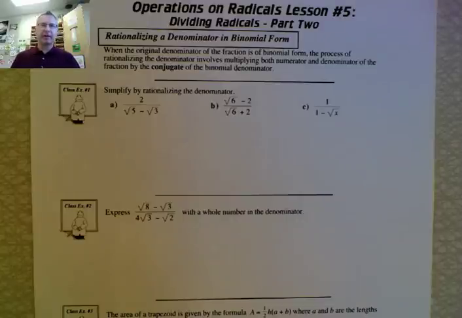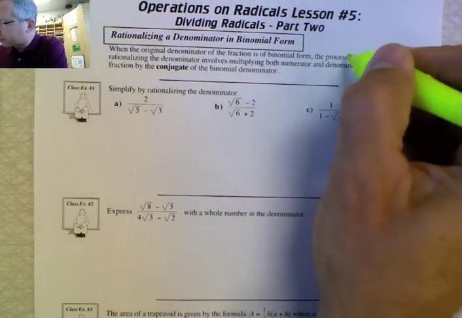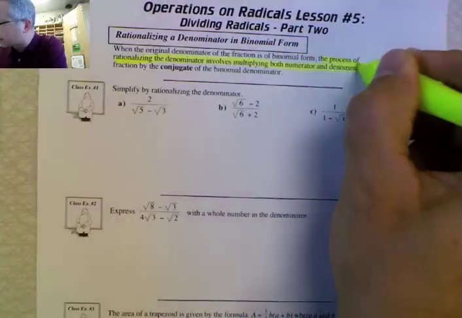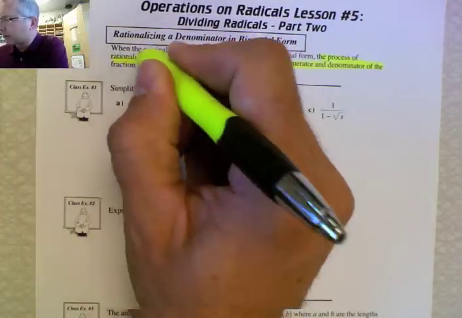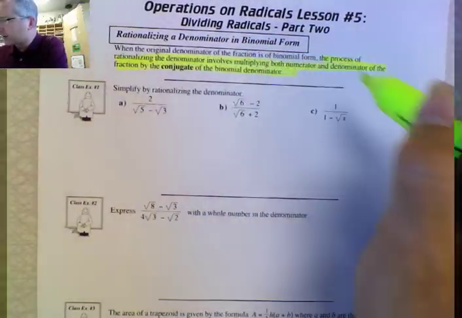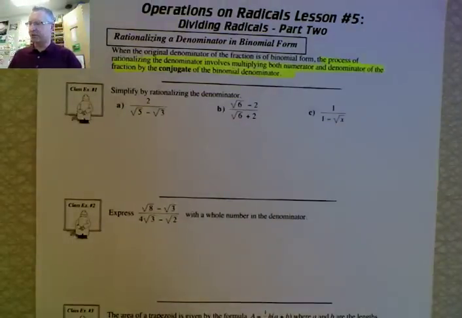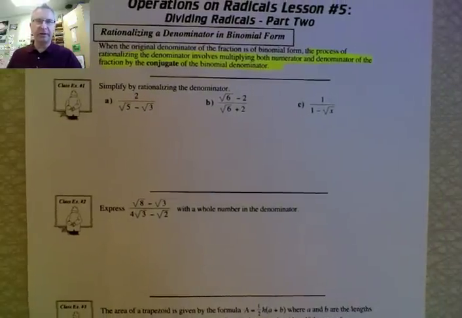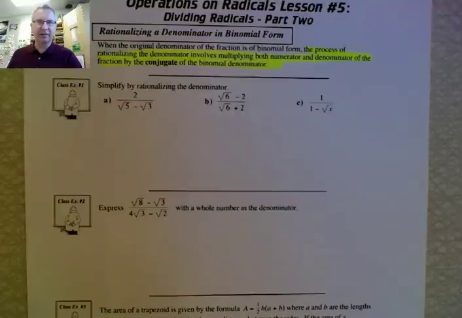What we're going to look at now is, yesterday when we did dividing radicals, we had only monomial denominators, which had a single term. But today, we're going to look at binomial denominators, and you have to do something different when you do that. The process of rationalizing the denominator involves multiplying the numerator and the denominator by the conjugate of the binomial denominator. And most of you are going, conjugate? What the heck is that? Like some weird fruit? No, sorry, not. So we have to talk about what the conjugate is.